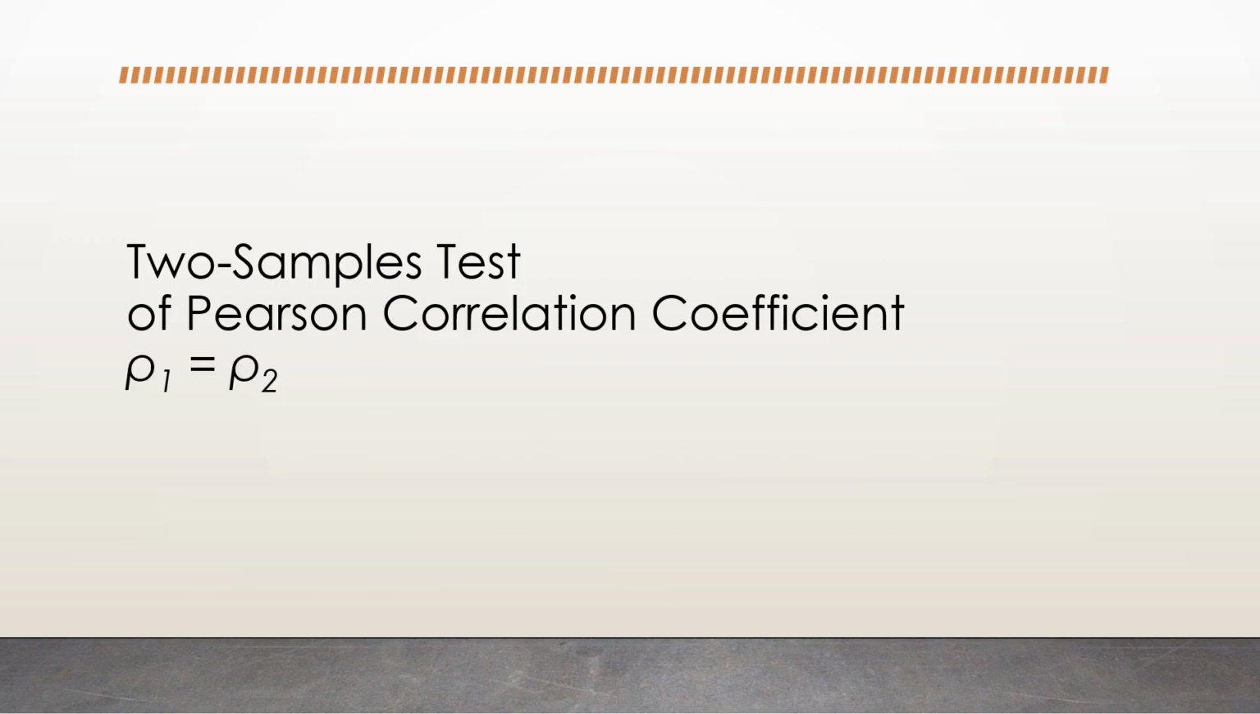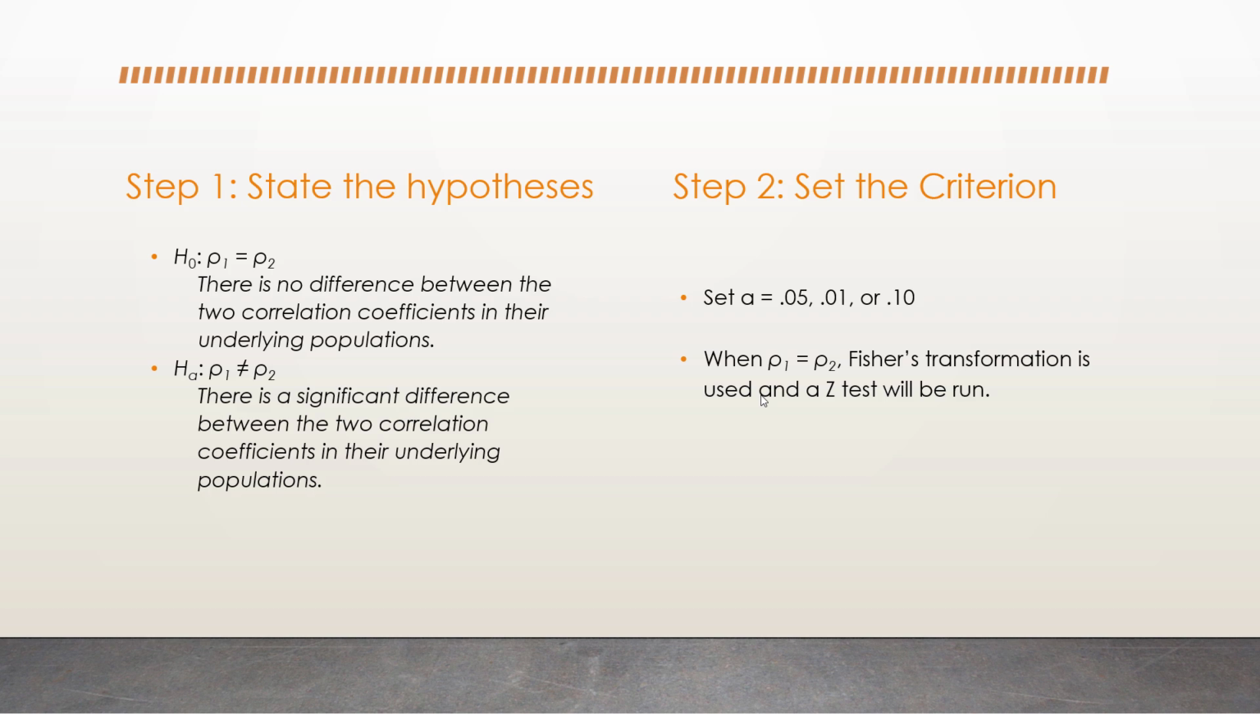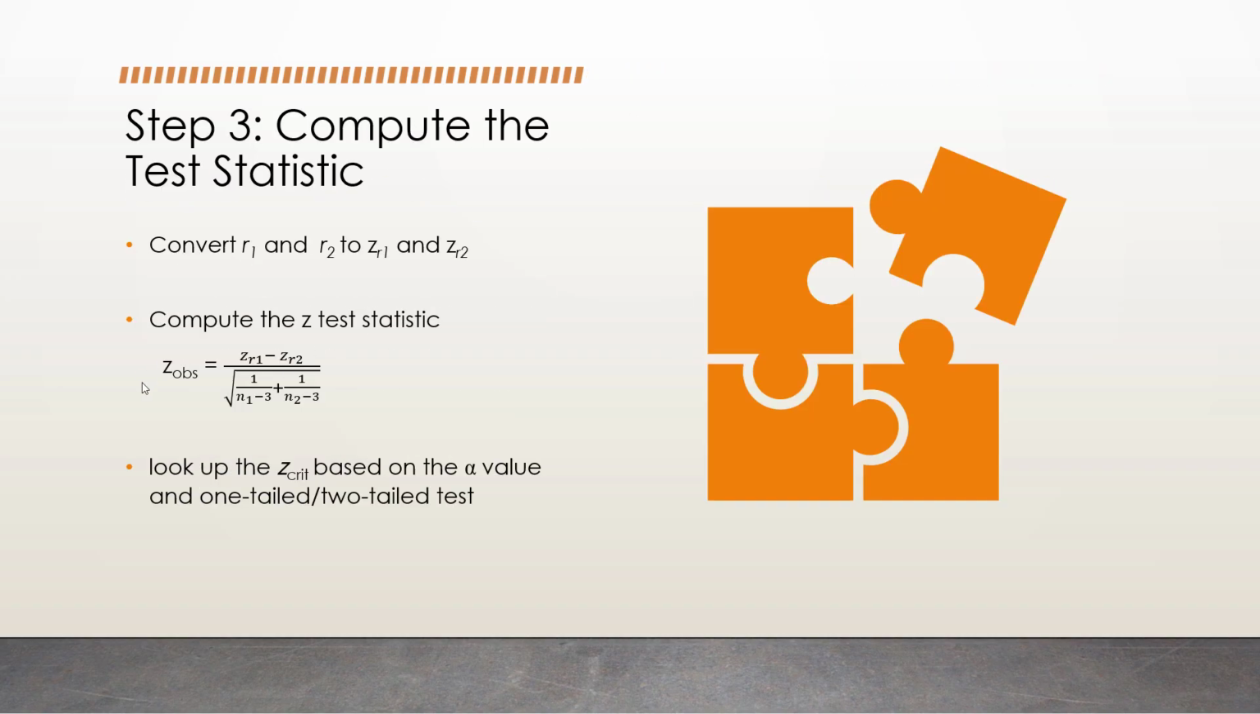Although not often seen, we can test whether two correlation coefficients are significantly different. Similar to constructing the confidence interval, the two R values need to be converted to Z-scores for the test of rho 1 equals rho 2. The key is to calculate the observed Z value using this formula. The other steps are similar to other hypothesis tests.